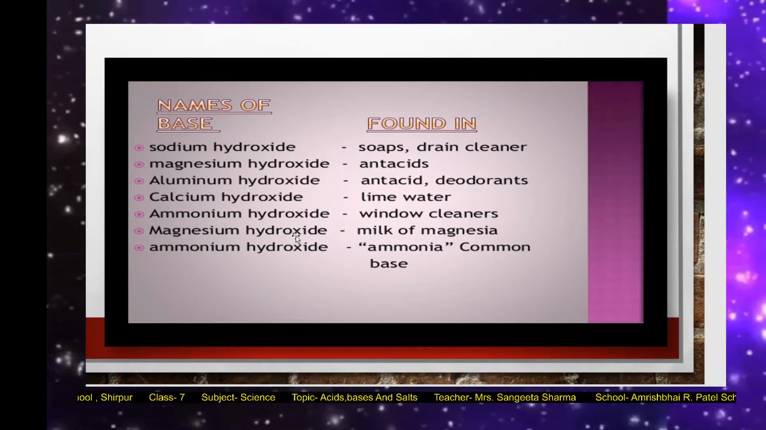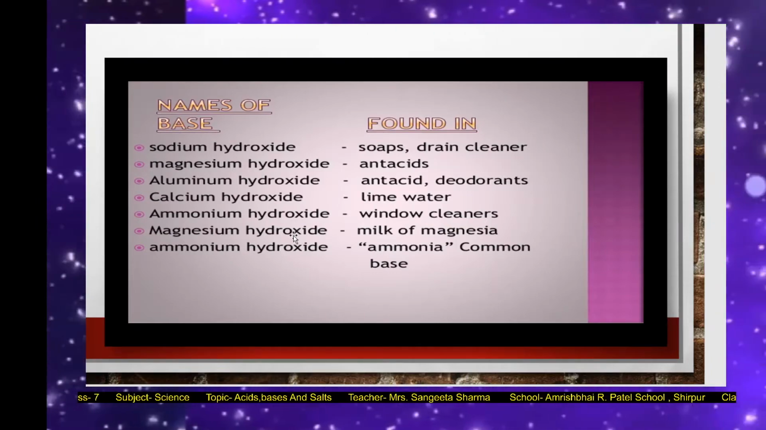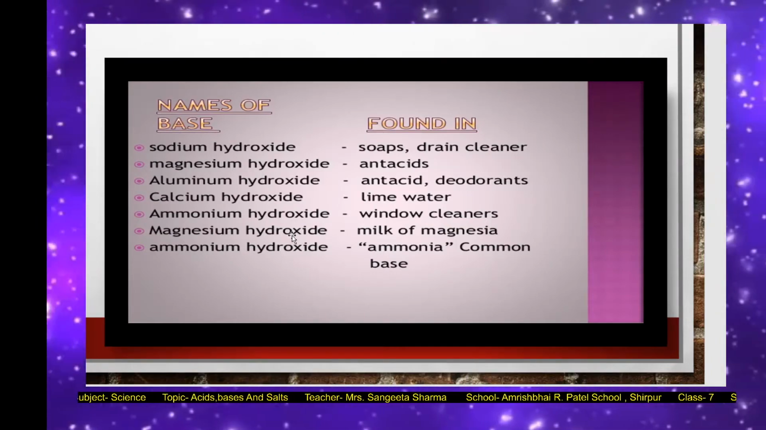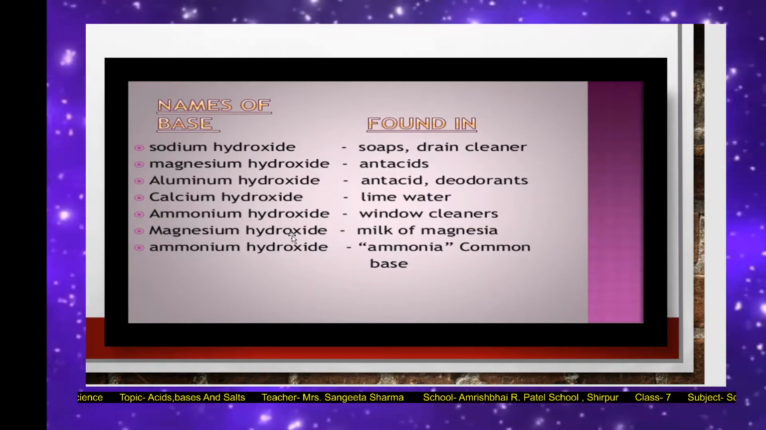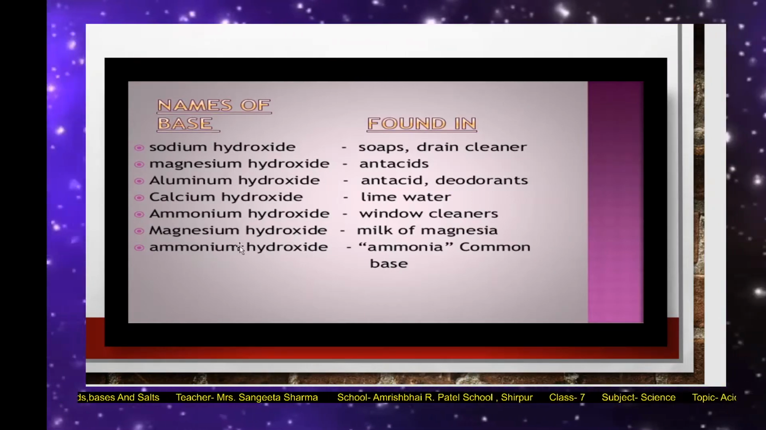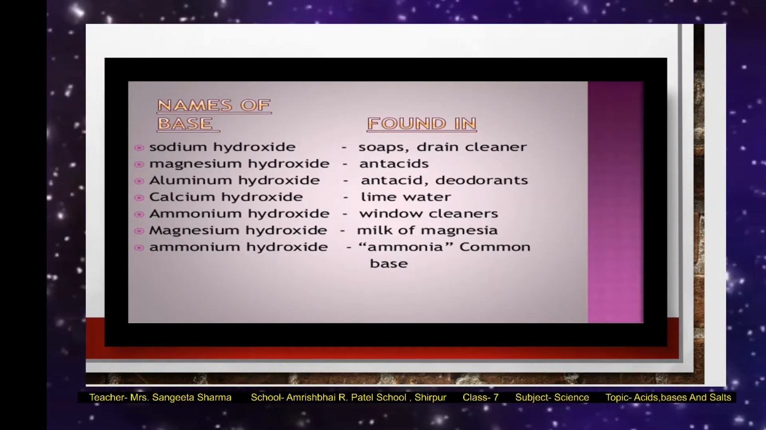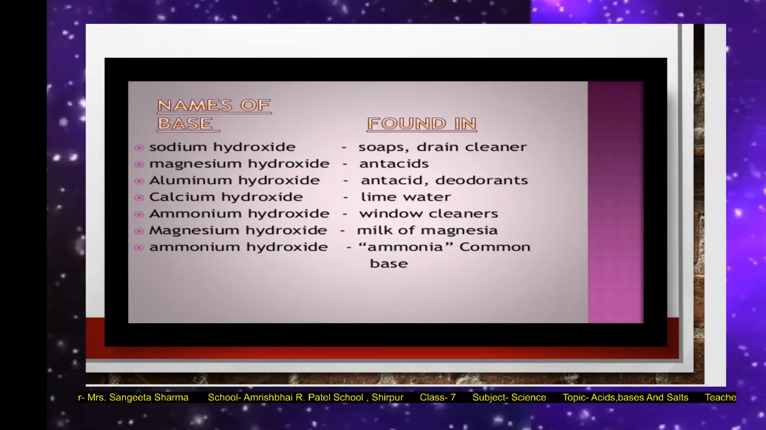Magnesium hydroxide again is one of the major components of milk of magnesia, and this is not a very strong base. This is a mild, weak base, so we use it in milk of magnesia when we have the problem of acidity. Now ammonium hydroxide is the common base having ammonia in it.